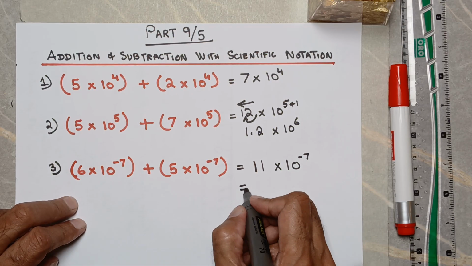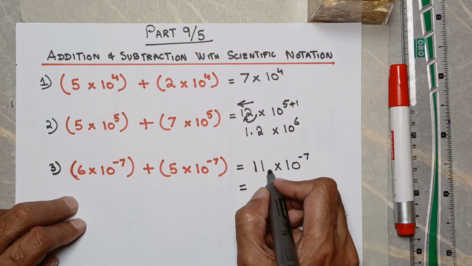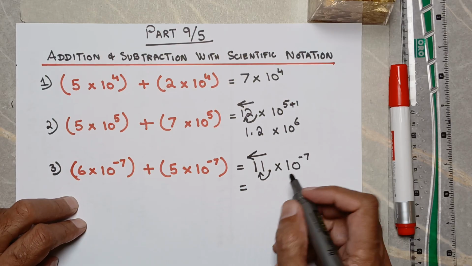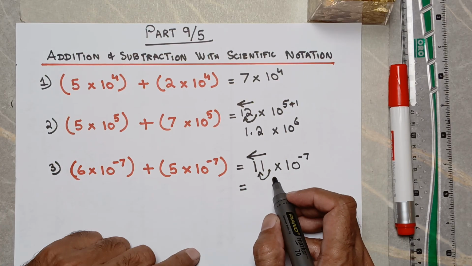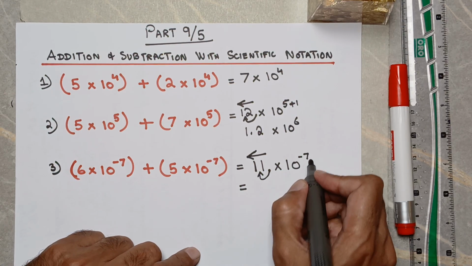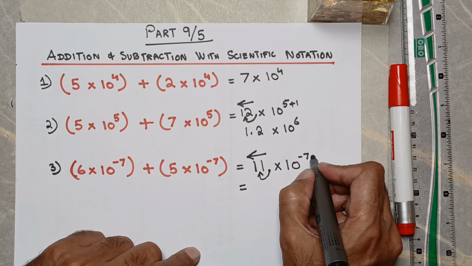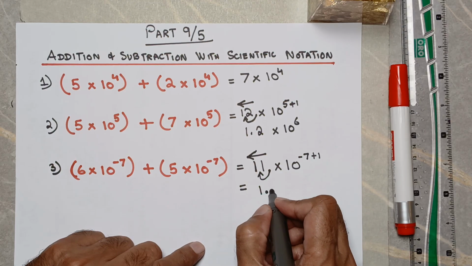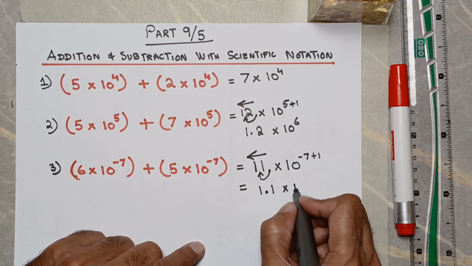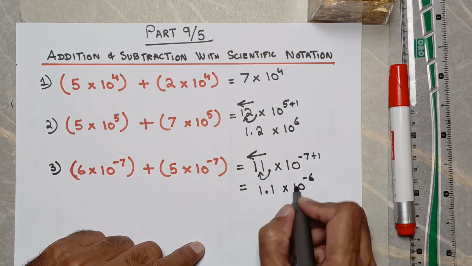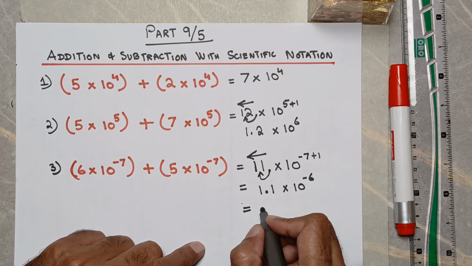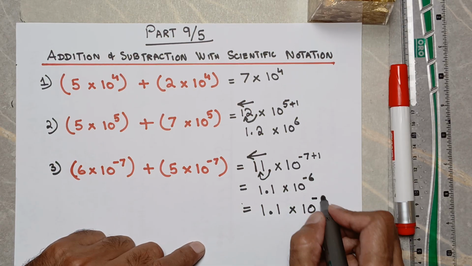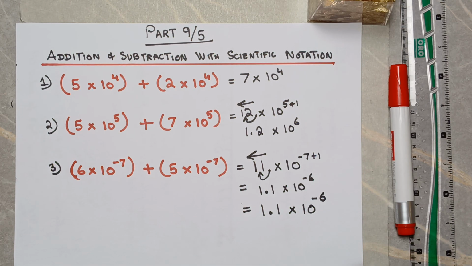But we have to reduce it to a significant figure. We will move this decimal one place towards the left, and when we move our decimal one place towards the left, we simply add 1 to the exponent, that will be minus 7 plus 1, and it becomes 1.1 times 10 raised to the power minus 6. This is your answer. Let me write it again: 1.1 times 10 raised to the power minus 6. This is your answer.